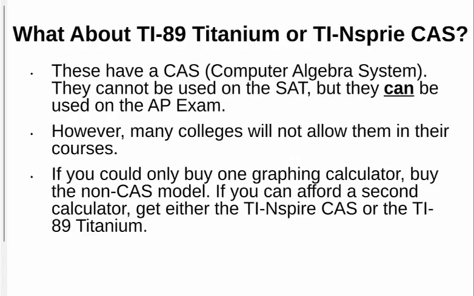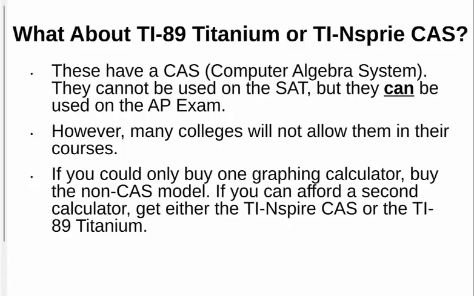What about the TI-89 Titanium or TI-Nspire CAS? These have a CAS, a computer algebra system. They can't be used on the SAT, but they can be used on the AP exams. A computer algebra system does a lot of algebraic manipulation for you and can do some calculus things that others can't. It can factor, it can simplify expressions, it can do a lot of things. It's nice to have.